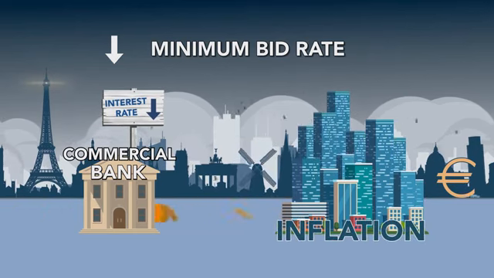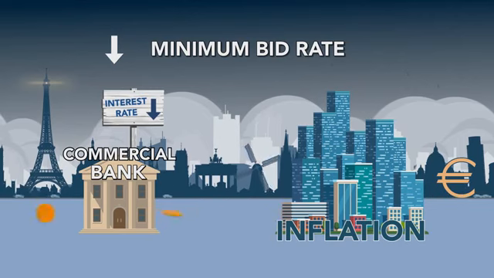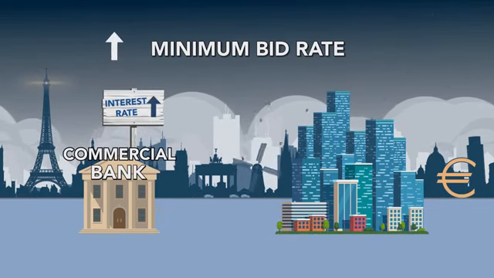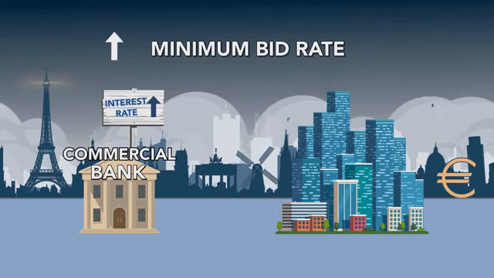If the ECB needs to reduce inflation, it may put the minimum bid rate up. This increases the cost of capital for banks, businesses and consumers, which typically reduces the amount of borrowing and spending in the economy.